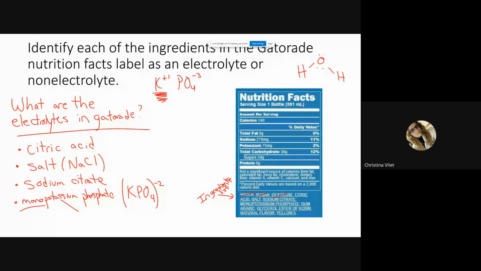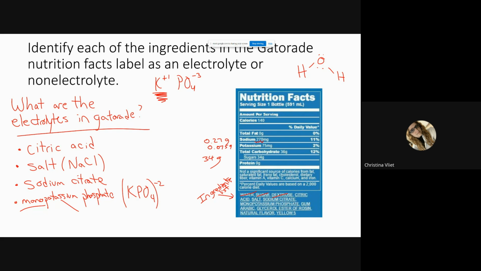Take a look at these amounts. They tell you there's 270 milligrams of salt. mg is milligrams. They tell you there's 75 milligrams of potassium. There's 34 grams of sugar. Do you see the unit change? What if we were to compare all in the same unit? Move this over. This is 0.27 grams of sodium, 0.075 grams of potassium, and 34 grams of sugar.